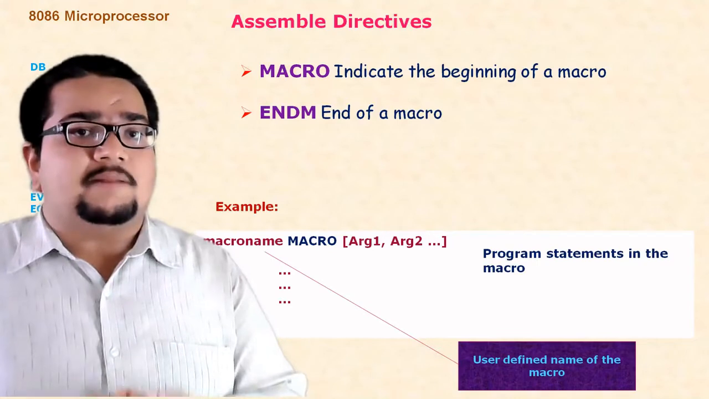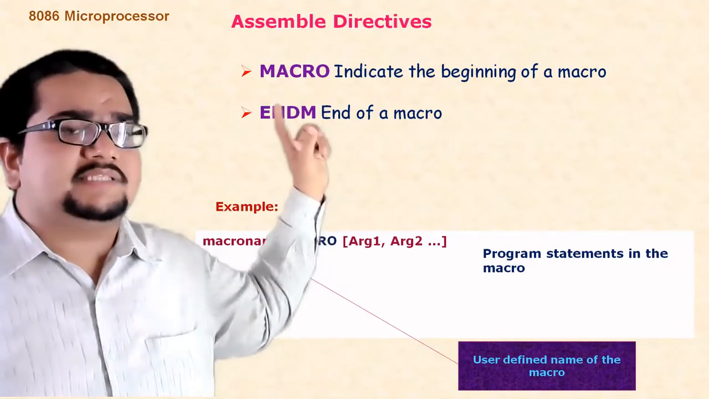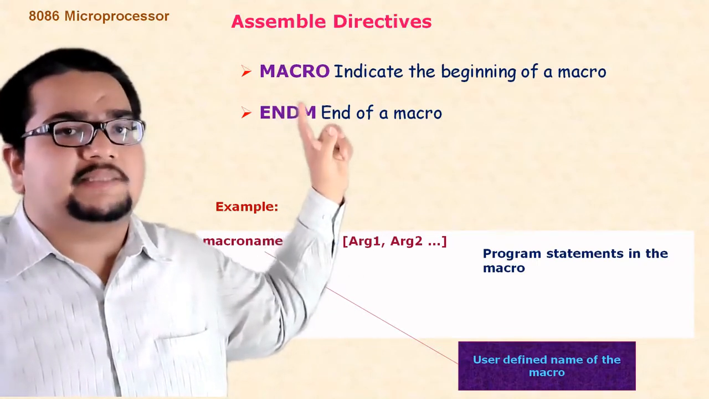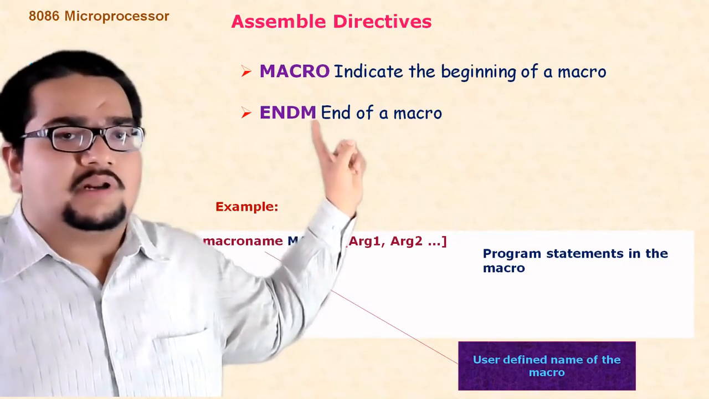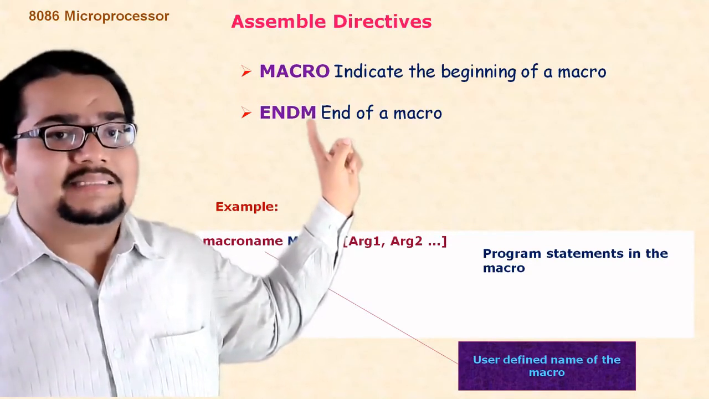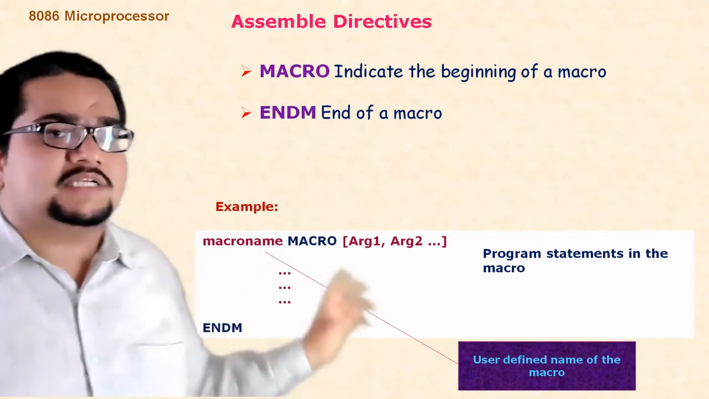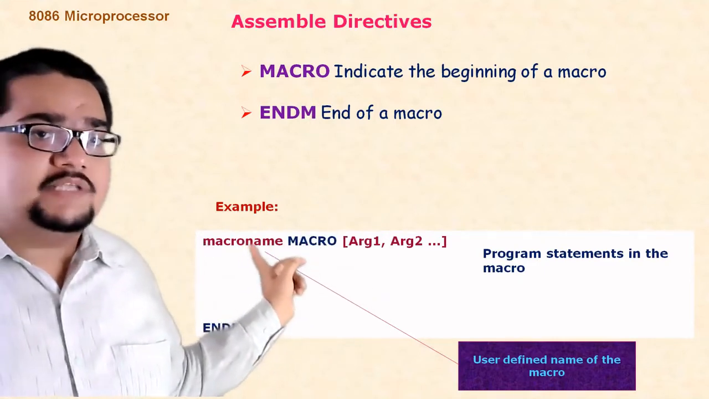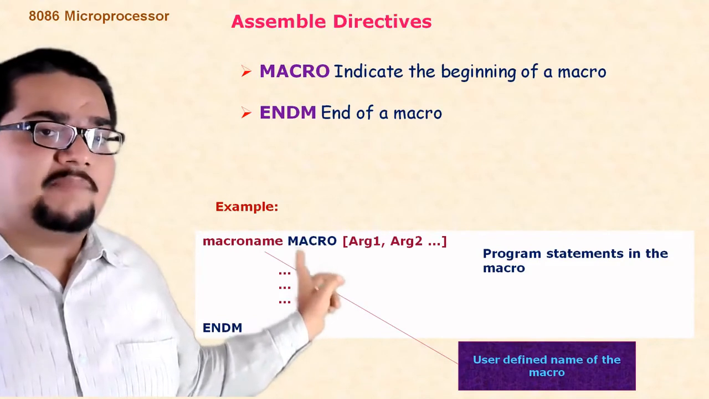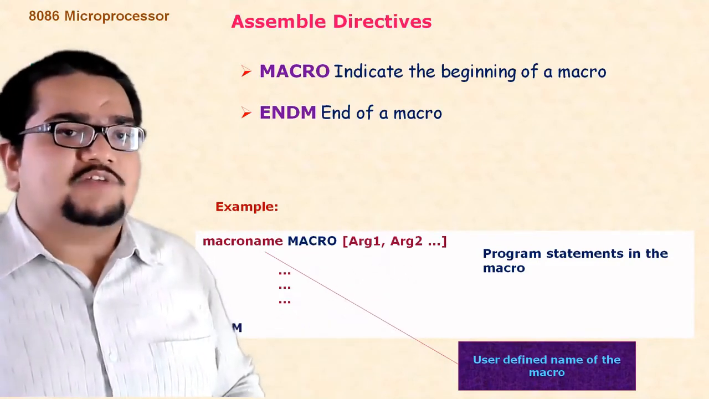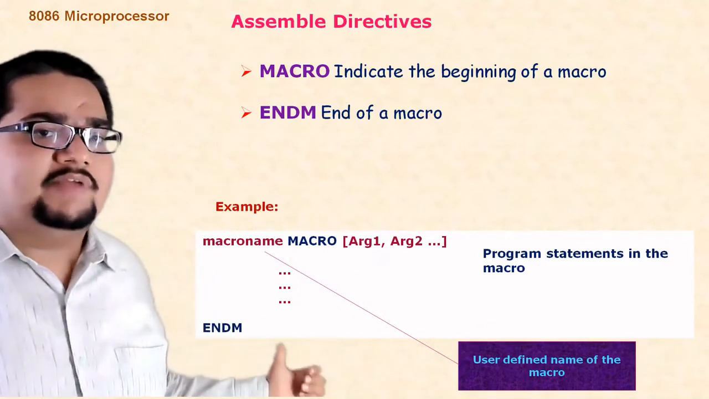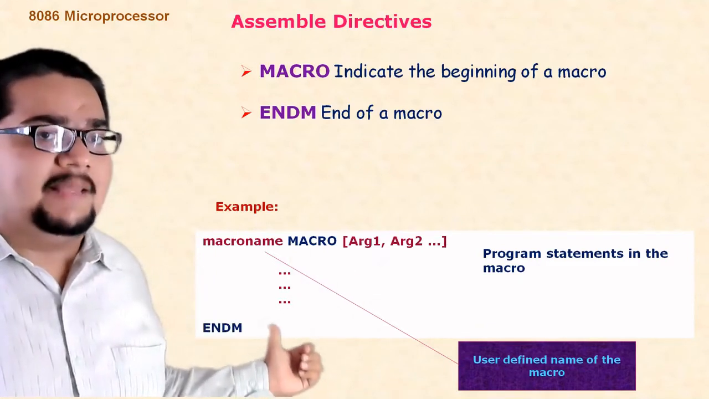Here you can see MACRO is the word used for indicating the beginning of a macro, and ENDM is the word used for indicating the end of a macro. The general structure of a macro will be: we have to write a user-defined macro name followed by MACRO, and you can pass arguments as we pass arguments in C language functions. And to end that macro, we write ENDM.